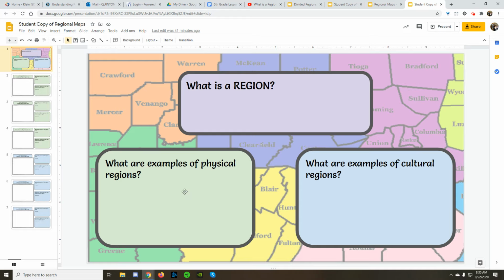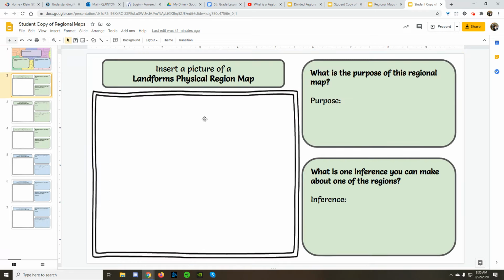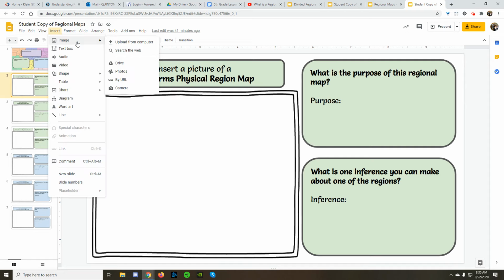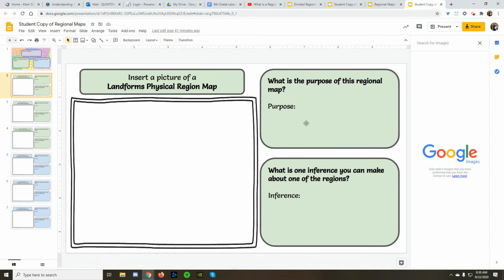And then you can do a few examples of physical regions. You can do a few examples of cultural regions. And then you can go ahead and do your own work here. So now, much like I just did the insert an image, you can insert an image and search from the web. Remember, in your assignment, you'll want to click the edit button so that you can insert your images directly into it. Because when you click edit, it opens up your document directly in your Google Drive. This will allow you to import your images.